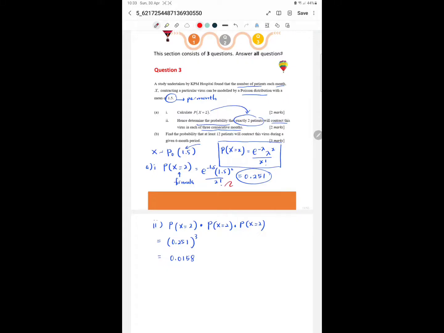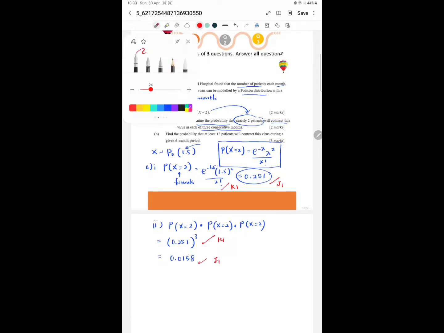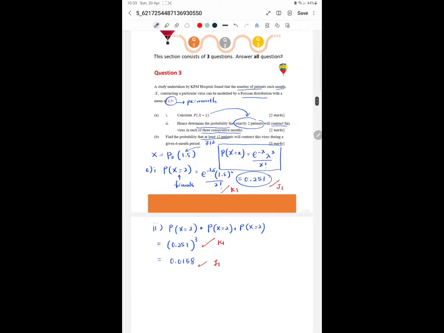Yang macam mana nak kira markah dia? Masukkan dalam formula K1, jawapan J1. Okay, masa kita kira untuk 3 bulan tu tadi, kuasa 3 tu K1, jawapan akhir J1. So 4 markah untuk yang soalan A. Okay, soalan B pula. So question B, dia kata find probability that at least 12 patients, at least kita lebih besar sama dengan 12, will contract this virus during a given 6-month period.